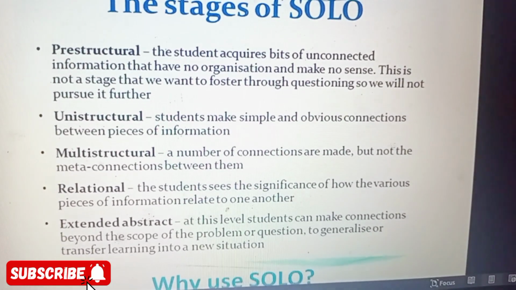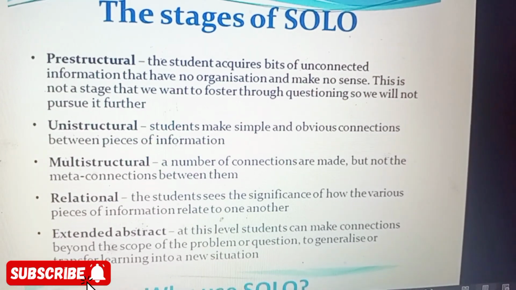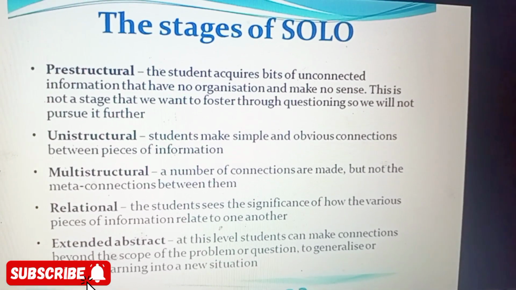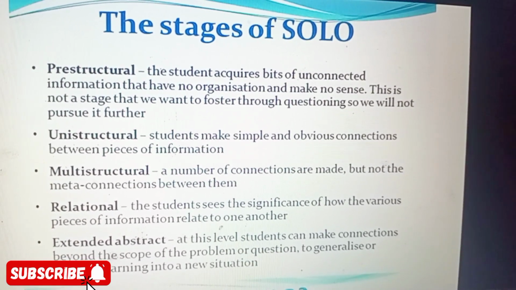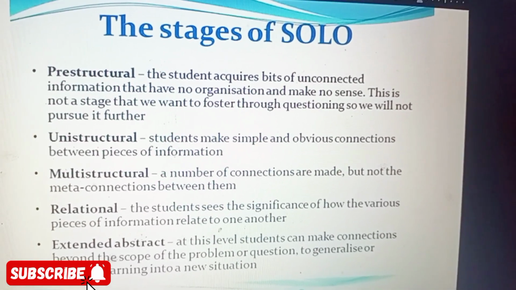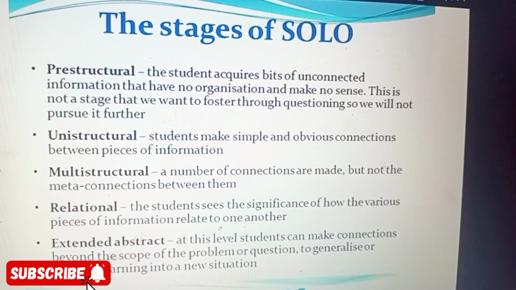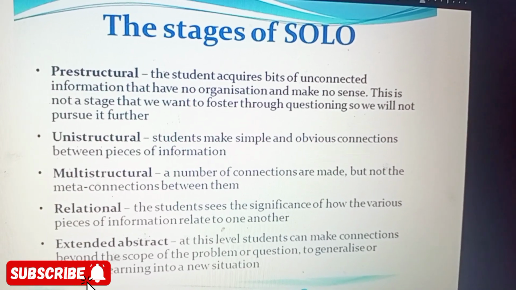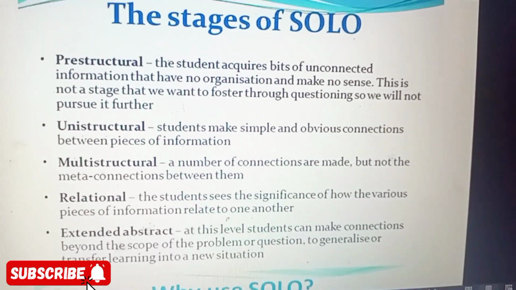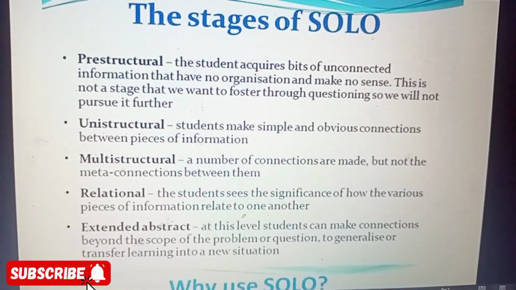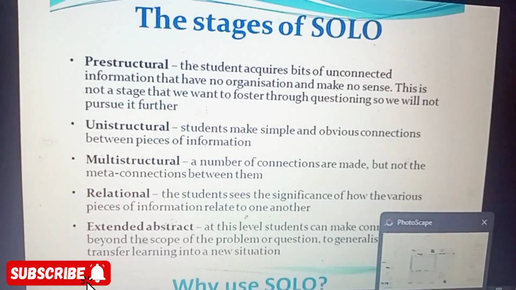The moment that the students can relate his or her answer to something, then the students learn more, know more about this question. Okay, and this is part of the higher order thinking skills. Next, we go with the extended abstract. At this level, students can make connections beyond the scope of the problem or question to generalize or transfer learning into a new situation.